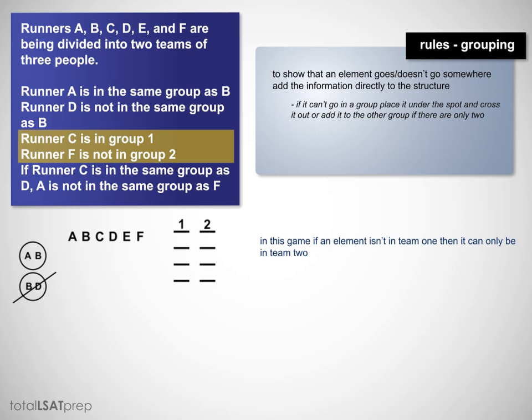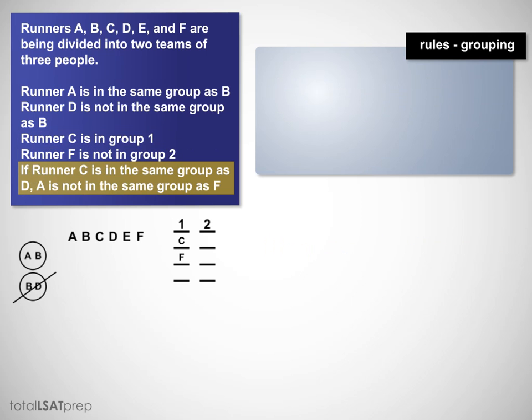And since in this game, if an element isn't in team 1, then it can only be in team 2, you should add it directly to team 2. So we'll have both C and F underneath the 1 to signify that they're in team 1. And the last rule says that if runner C is in the same group as D, A is not in the same group as F.